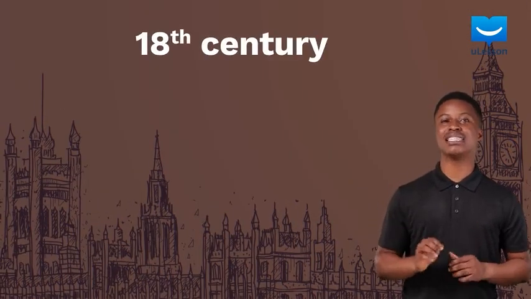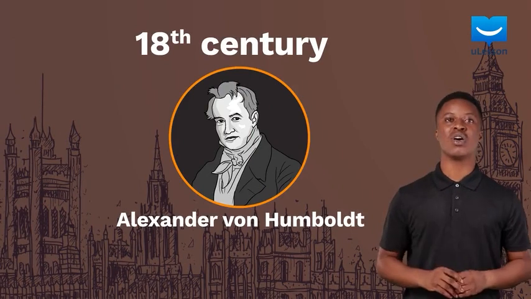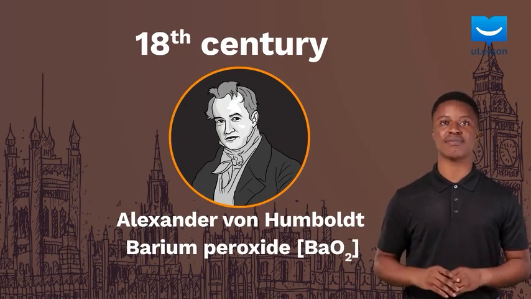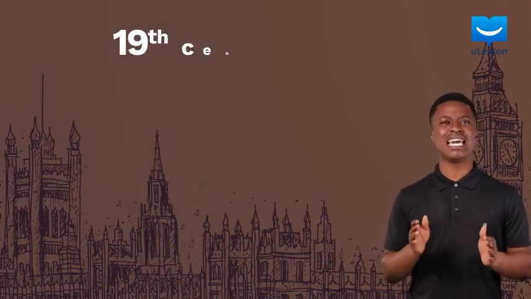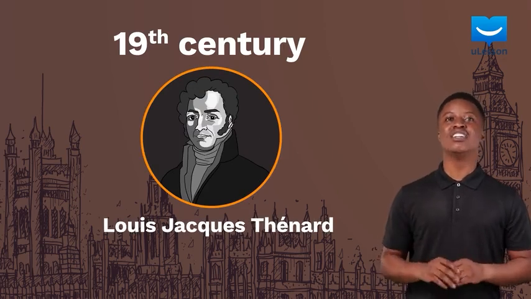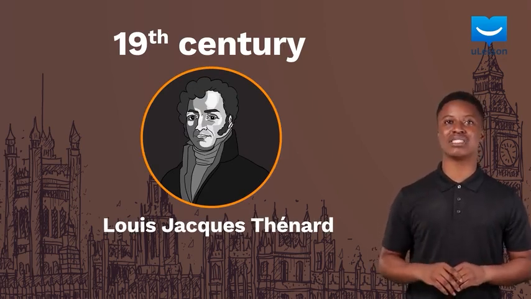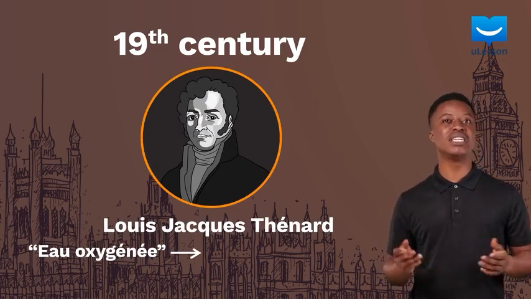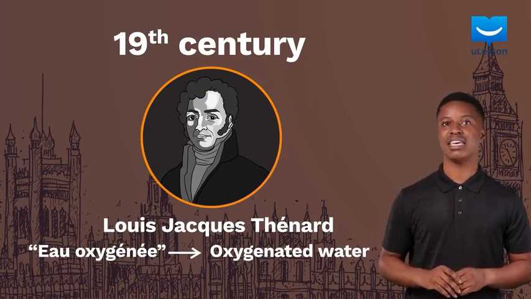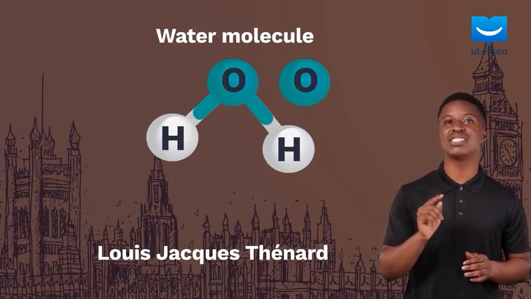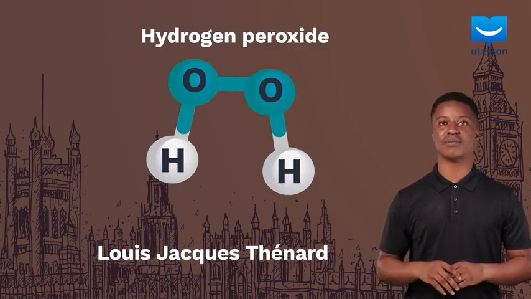Now, towards the end of the 18th century, a German chemist, Alexander von Humboldt, while trying to decompose air, produced the peroxide of barium. Years later, sometime in the early 19th century, French chemist Louis-Jacques Thénard used the synthesized barium peroxide to produce a compound that he called eau oxygénée, which means oxygenated water. He called it oxygenated water because he realized that it had one oxygen atom added to the water molecule.